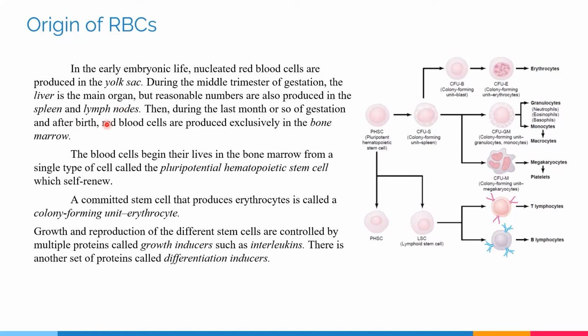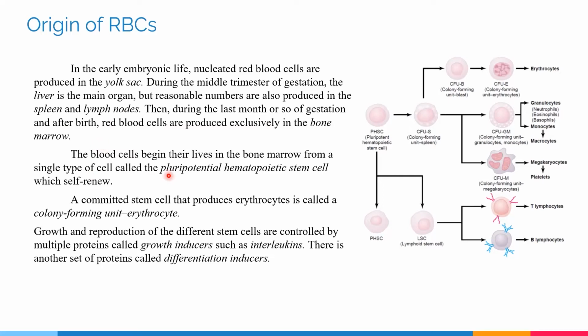nodes. Spleen and lymph nodes are lymphatic organs that are present in our body. During the last month or so of gestation, the RBCs are produced exclusively by bone marrow, and this bone marrow is the site of production of RBCs for the rest of our lives.